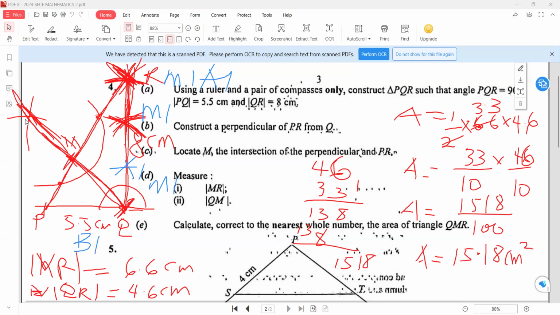Now the bisector. If you're able to draw the semicircle or the arcs there, M1, and the arcs above, M1, and the line through, A1, then if you're able to locate M, also B1, and that makes up 10 marks. If you're able to get the correct MR, B1, and the QM also B1, and for the triangle's area, if you're able to put this, M1, if you're able to simplify maybe up to around this point, M1, then your accuracy, which is the answer, A1, which makes up the 15 marks for question number 4.